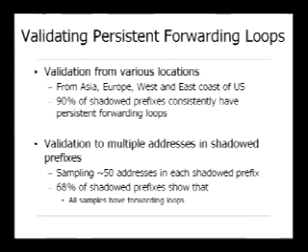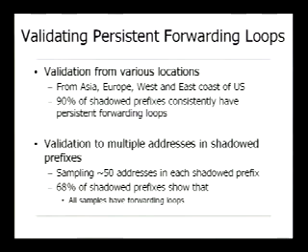So maybe you may ask, is this only a special case from your observation points, or a special case for that particular IP address you sampled? To validate the persistent forwarding loops, we also did the same experiments from multiple locations: Asia, Europe, and the Western and Eastern coasts. And we found that 90% of shadowed prefixes still have persistent forwarding loops from the multiple locations.